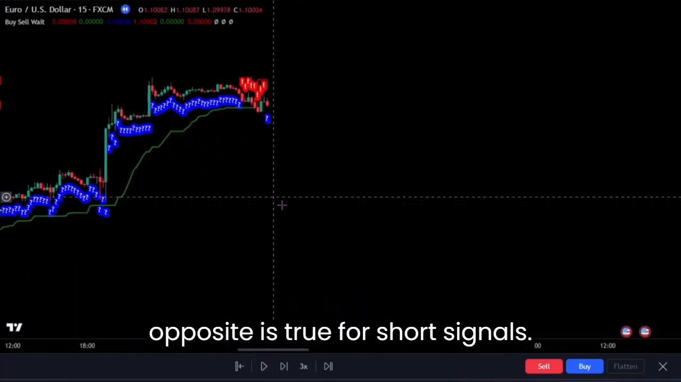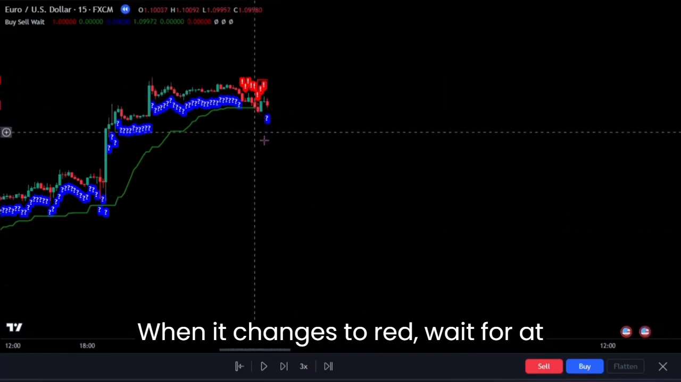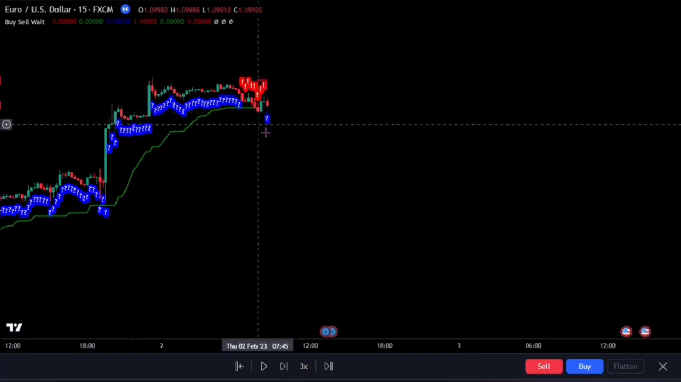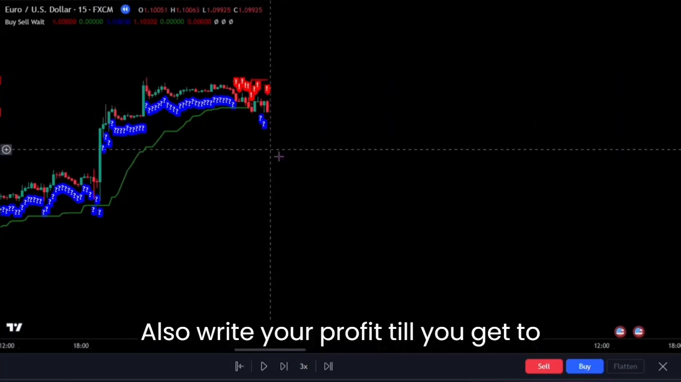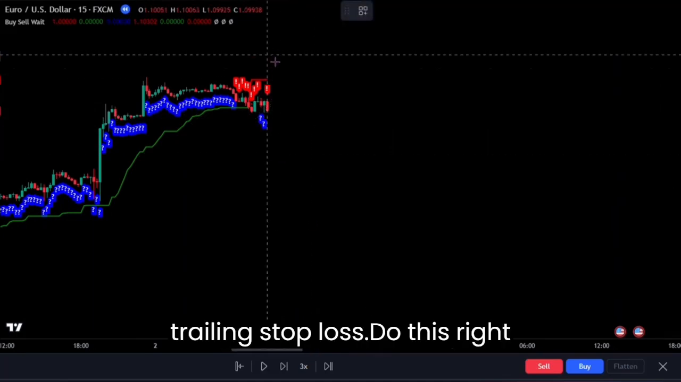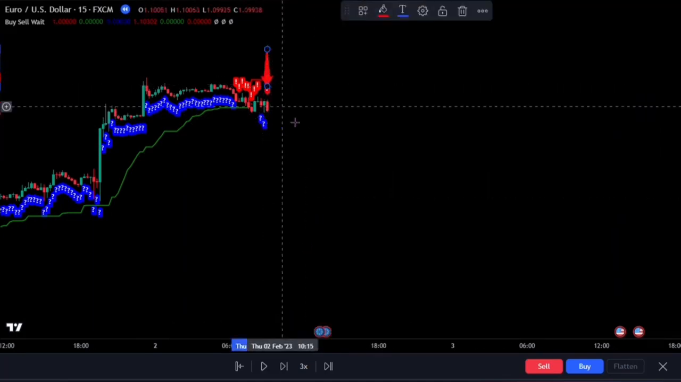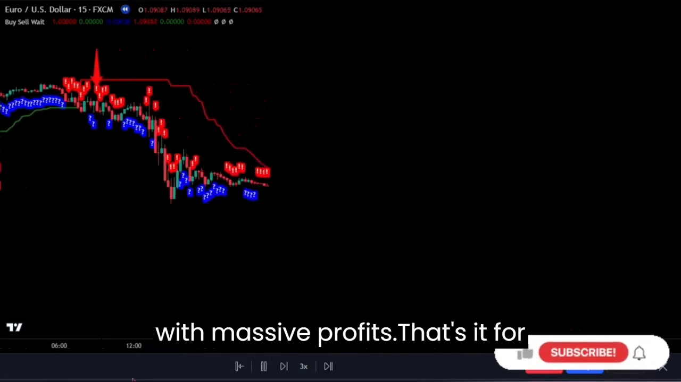Exactly the opposite is true for short signals. When it changes to red, wait for at least 2 blue labels and enter your trades at the next red label. Also ride your profit till you get to the end of the trend with a good trailing stop loss. Do this right and watch your small accounts explode with massive profits.